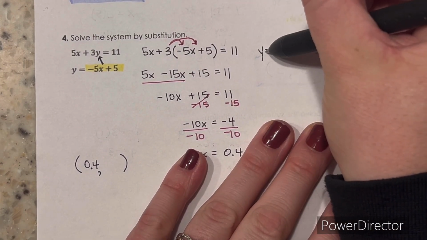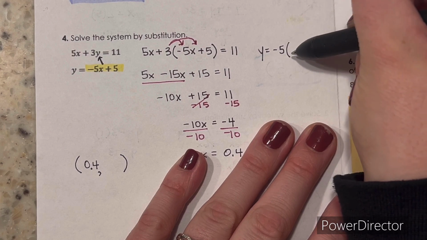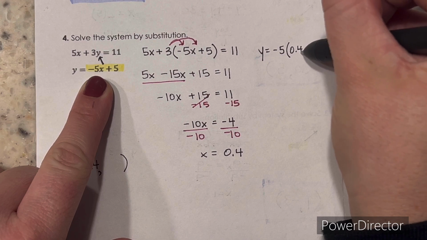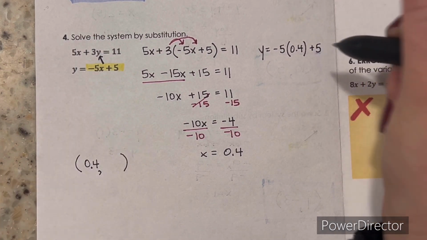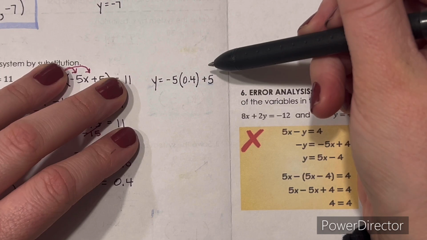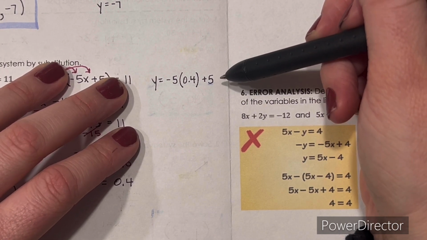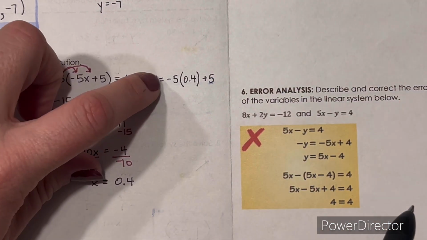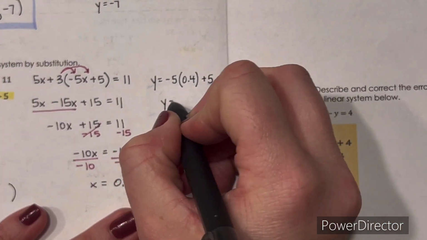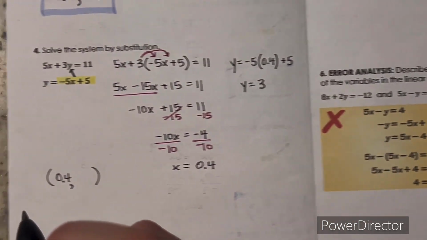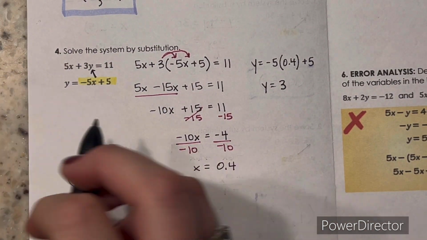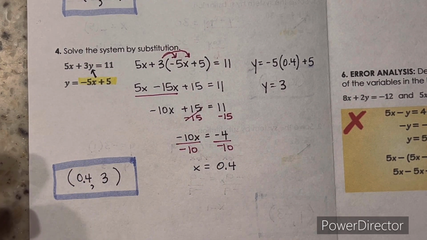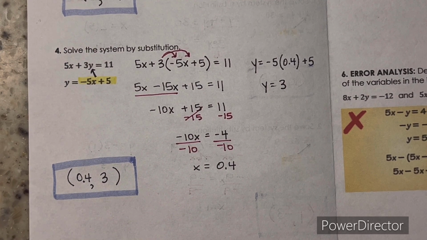So we have y equals -5. Where that x is, I'm now going to substitute in this 0.4 plus 5. So this is what we're working on. Now, several of you are not good with decimals, and that's totally fine. You're not the first kid that's not good with decimals. Just type that into your calculator, everything after the equal sign, and you should end up with a 3. So here's our ordered pair.